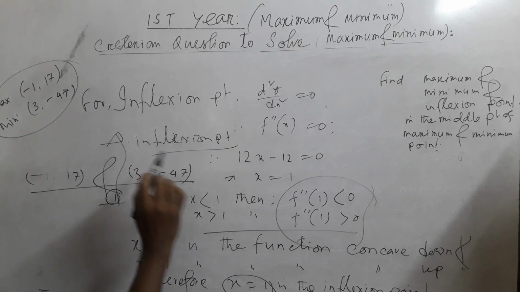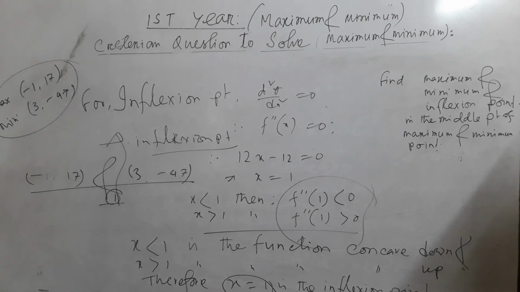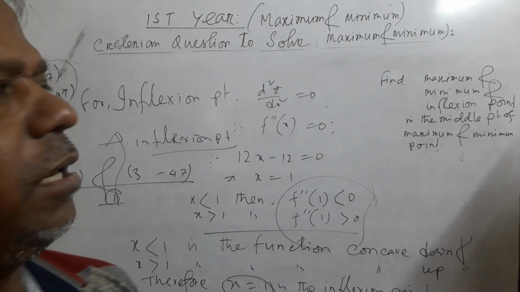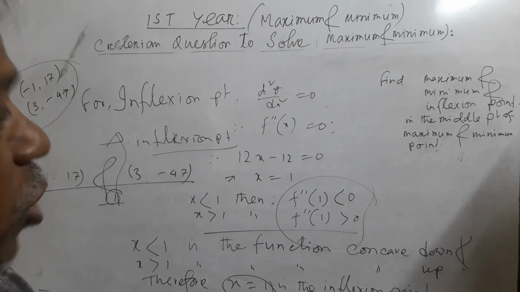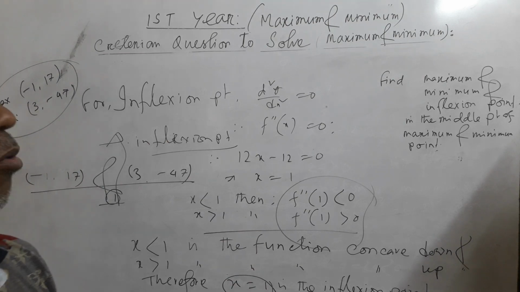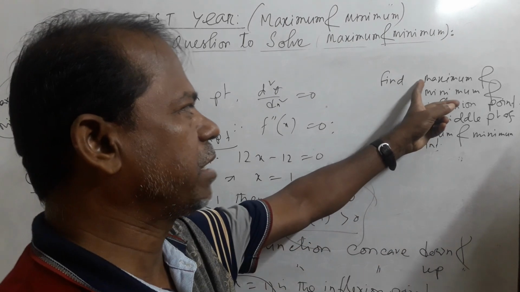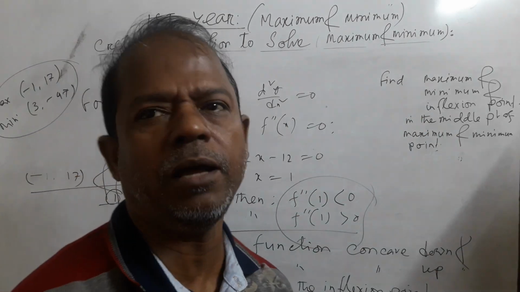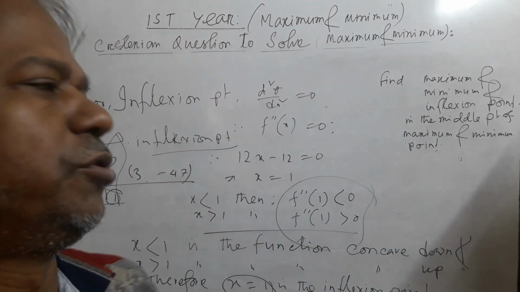Inflection point is somewhat difficult. So obviously you have to be clear about this process. Just for the system and process, you have to memorize this: maximum and minimum, inflection point, whose point is the midpoint of the maximum and minimum values.